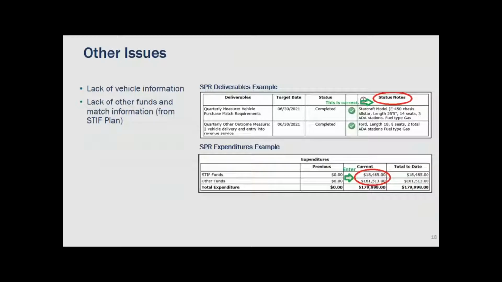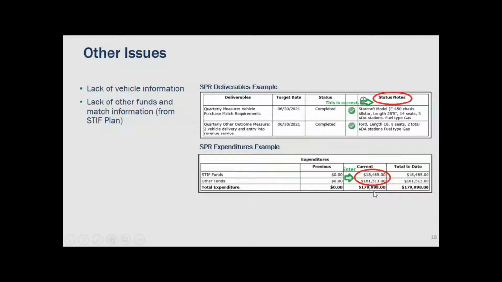Nope. Okay, great. A few other issues we saw were the lack of vehicle information and the lack of other funds and match information from the STIF plan. David went over this earlier, but for the status notes here, we asked for the make, model, length of vehicle, seats, ADA stations, and the fuel type. He went over the actual fields of where that's going to be entered. But this is what we flagged in that first SPR that was due.